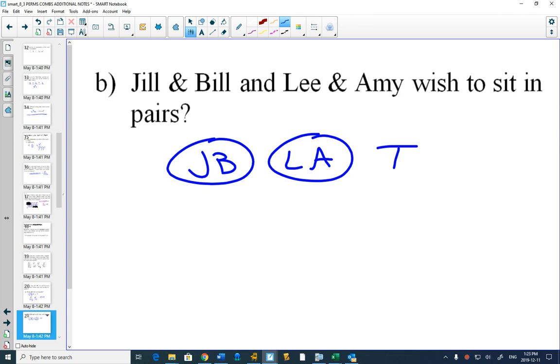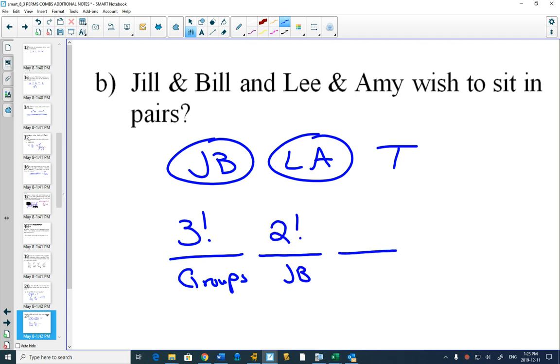Okay. How many groups do we have now? 3. Then looking at each group separately, there's the Jill Bill group. Okay, that would be 2 factorial. The Lee Amy group, another 2 factorial. And then Tom, you wouldn't have to show it, but it would be 1. So this would be 6 times 2 times 2. 24 ways.